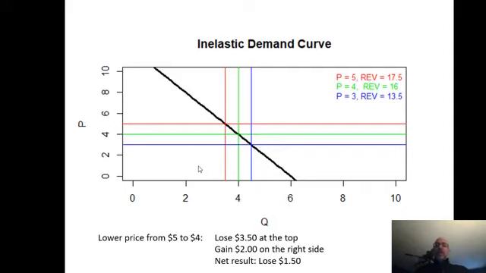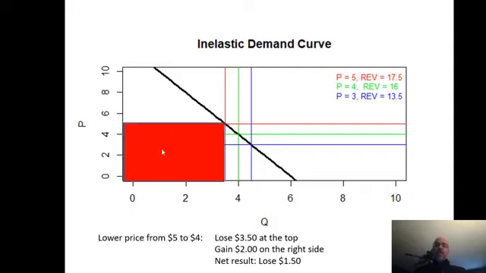All right. You can look at it in terms of rectangles too. If I go from 5 to 4, my original revenue is this red rectangle. And if I lower the price to 4 from 5, I'm going to lose this part of my rectangle. I lose the top part. I slice this off. That's a loss. But I gain this part here.